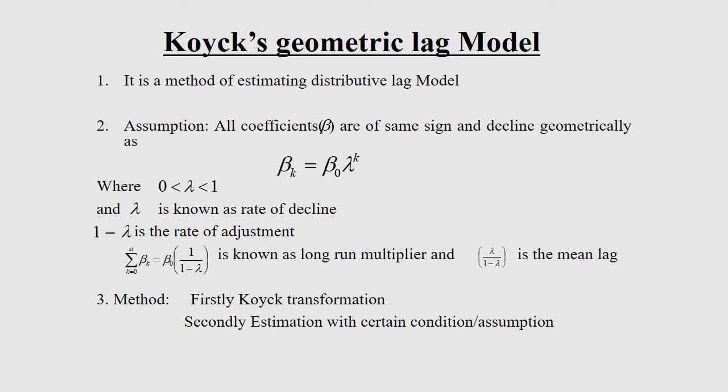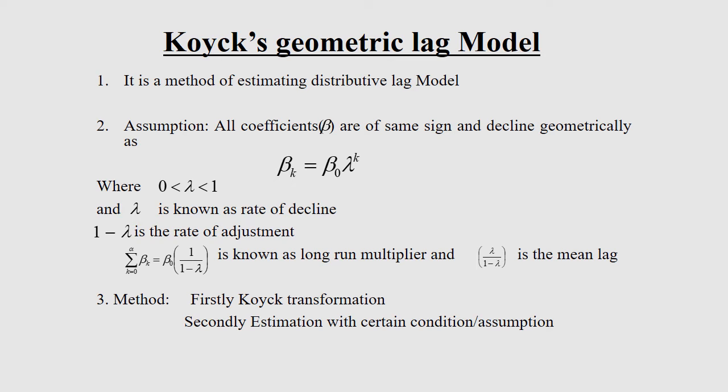Now, after the brief introduction about lag model, types, and problems, we will go for the different estimation methods. The first and very popular method of estimating the lag model is Koyck's geometric lag model. The main important assumption of this model is that all coefficients are of the same sign and decline geometrically. That's why the Koyck model is also known as the geometric lag model.